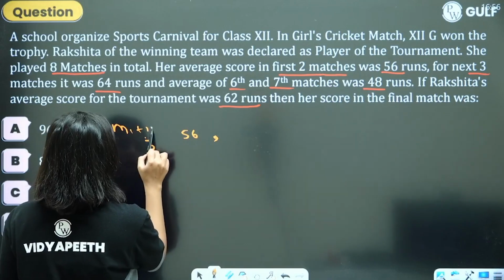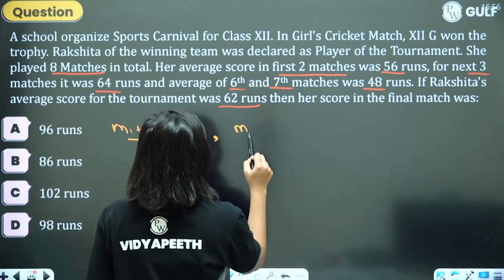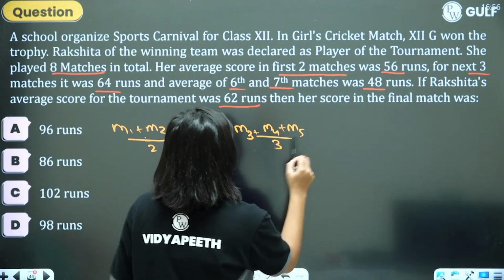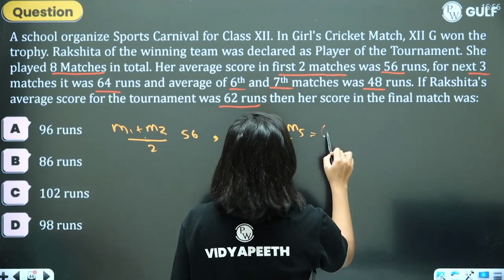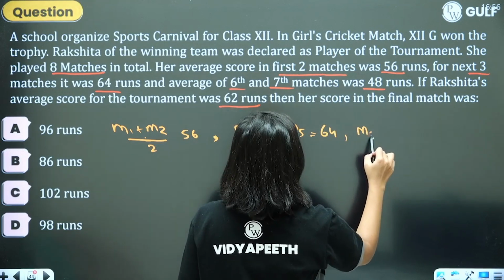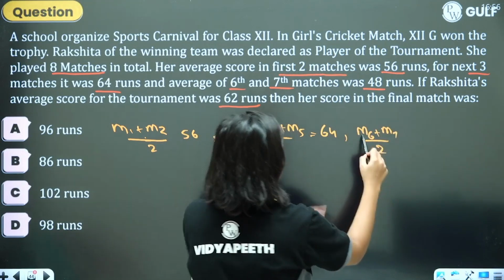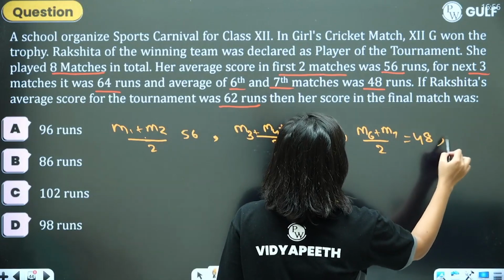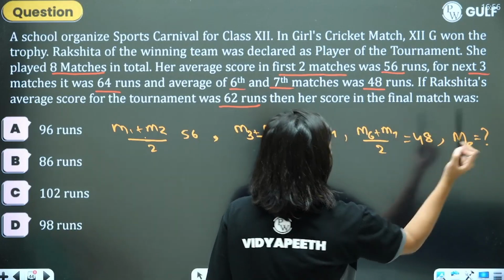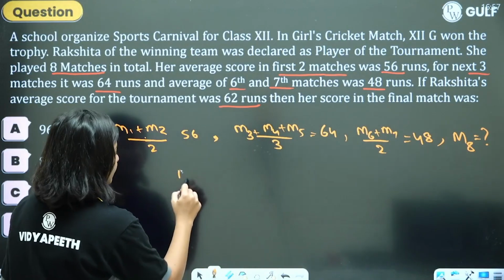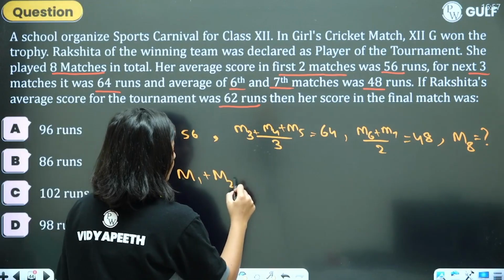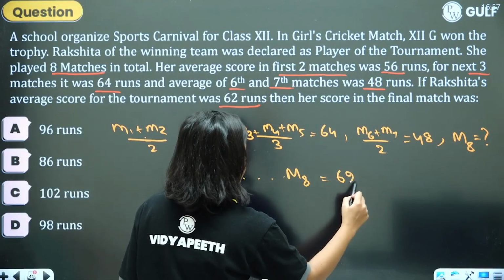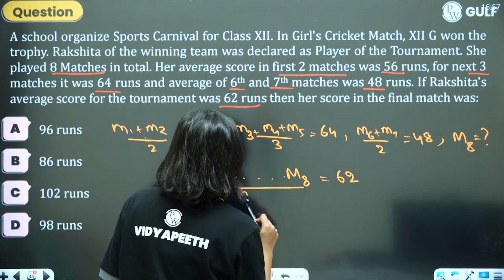Match 1 and match 2 average is 56. Match 3, 4 and 5 average is how much? 64. 6th and 7, match 6 and match 7. Average means you divide by the total number of observations. 48, and they want us to find the score in 8th match when average of all the match M1 to M8 is given as 62 runs. Average of all 8 matches.